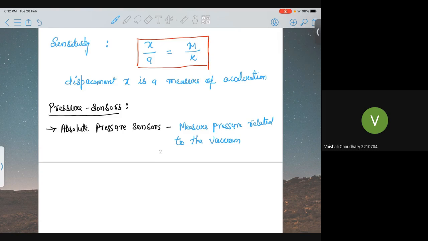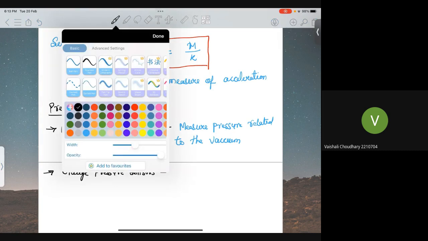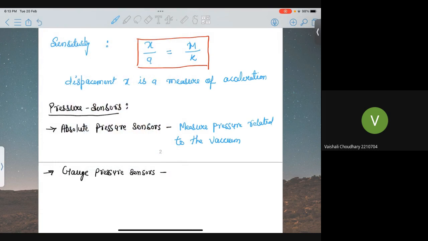Next type is gauge pressure sensors. So in these types of pressure sensors, we measure the pressure related to the atmospheric pressure. Means in this kind of sensor, we will take atmospheric pressure as a reference.